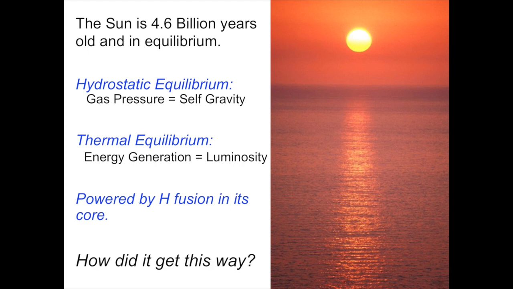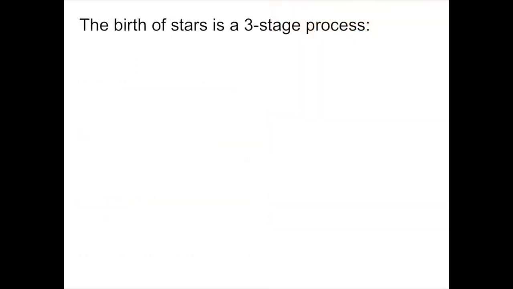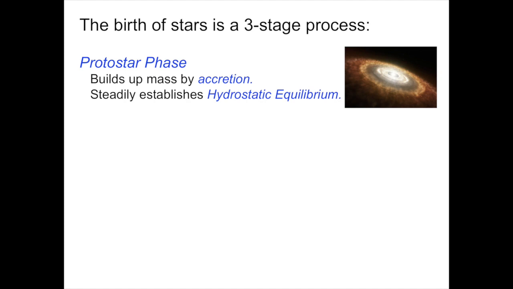This is how it is today, but how did it get this way? The birth of a star is a three-stage process. The first stage, called the protostar phase, is where the protostar, the growing star, builds up its mass slowly by the process of accretion until it eventually establishes a state of hydrostatic equilibrium.